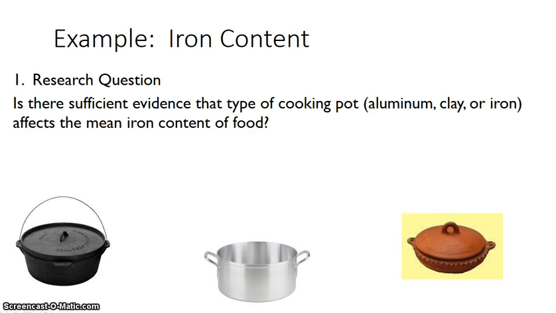Our research question states, is there sufficient evidence that the type of cooking pot, aluminum, clay, or iron, affects the mean iron content of food? Our independent variable will be the type of pot. This is qualitative. Our dependent variable is the iron content in the food in milligrams per 100 grams of food, which is dependent and quantitative.